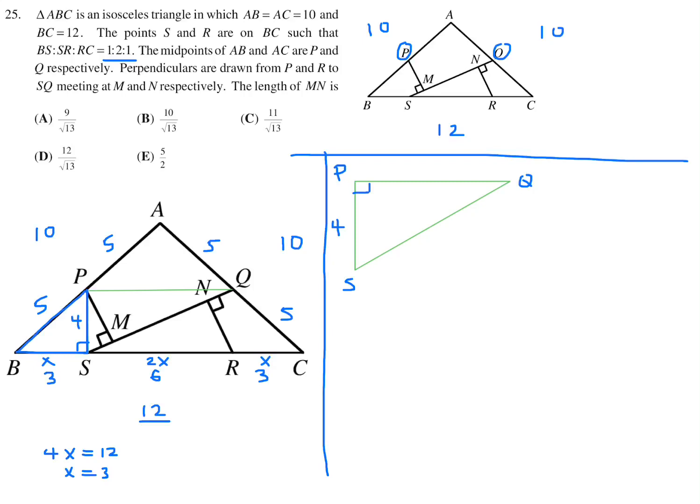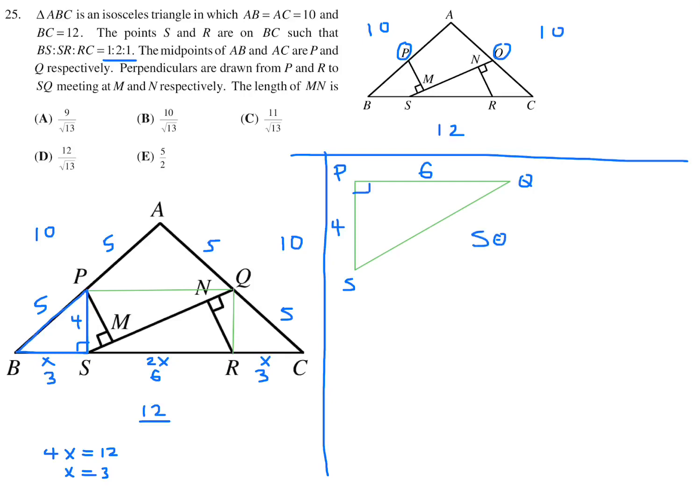PQ from here to here is also known because it's the same as SR. I think if I drew another perpendicular from Q down to R, it would be a little bit more believable that PQ is the same as SR. All right? So if SR is 6, PQ is 6.